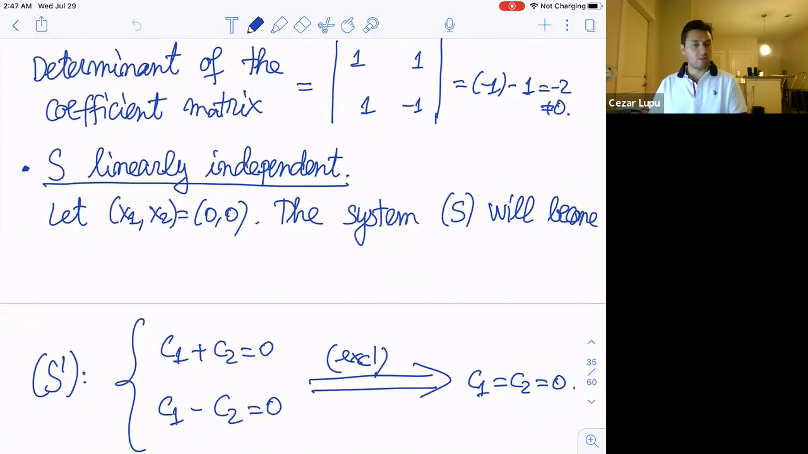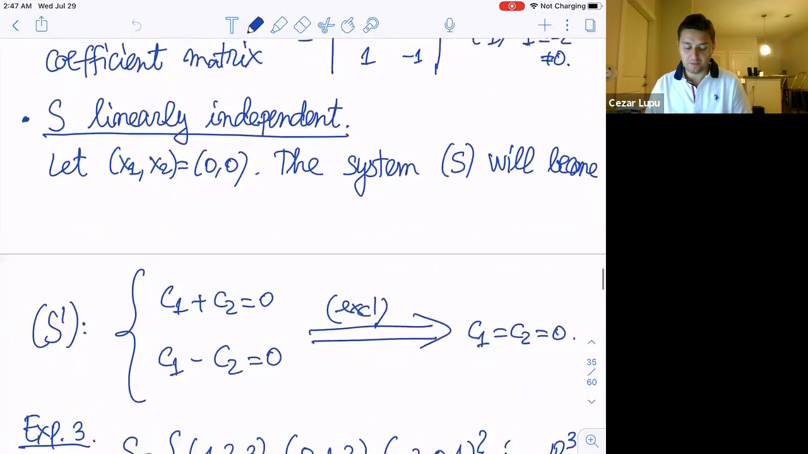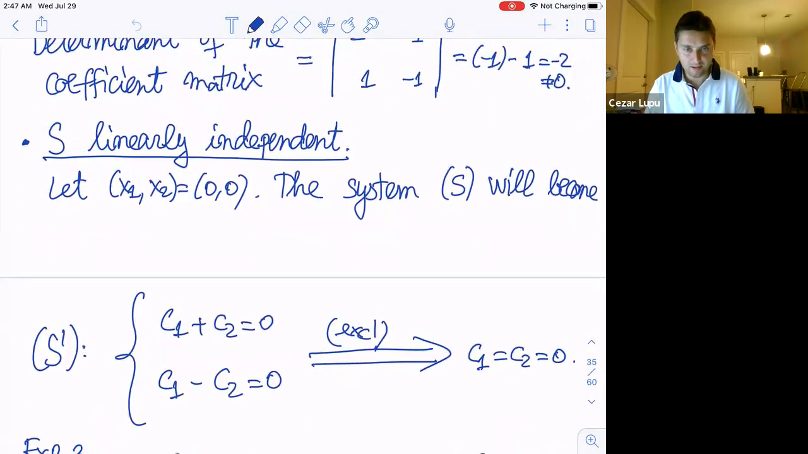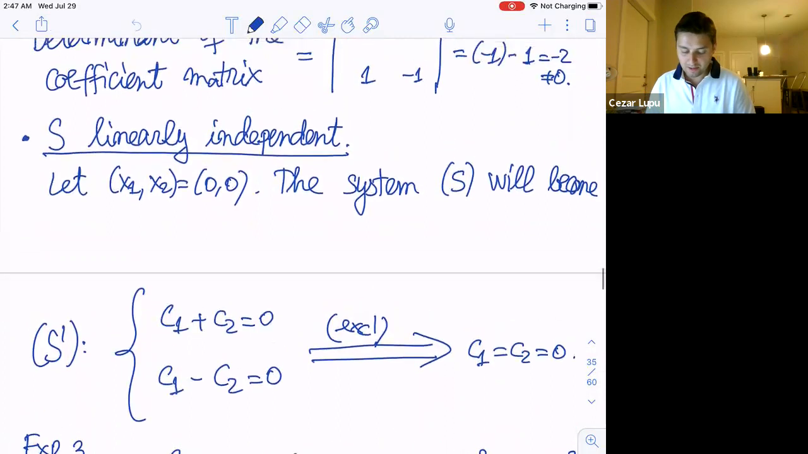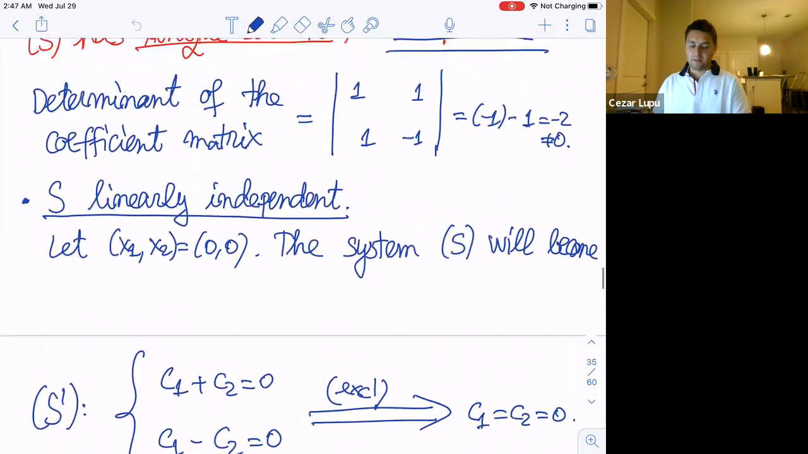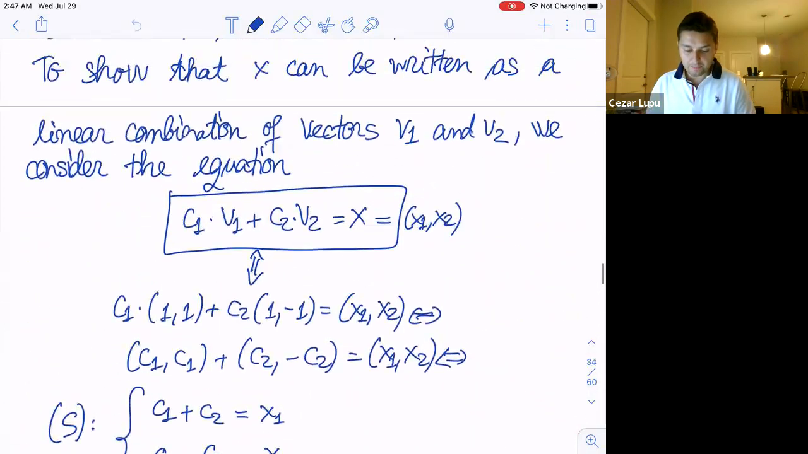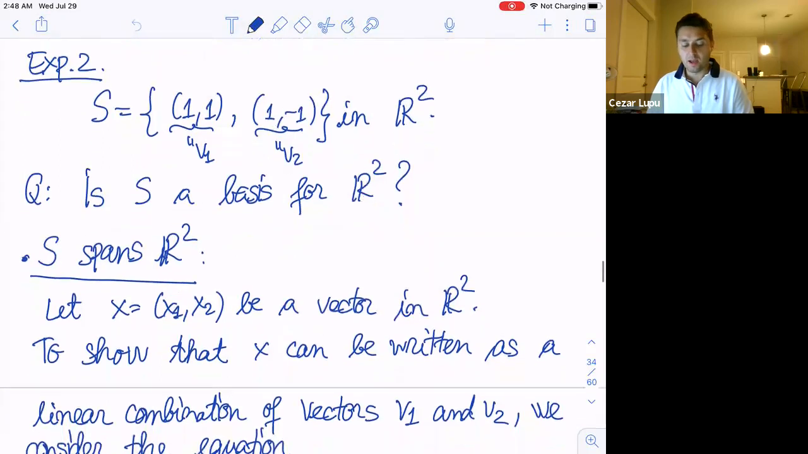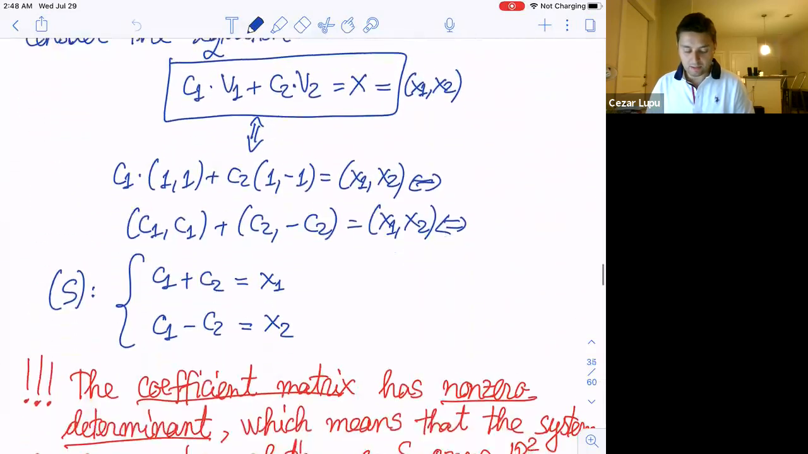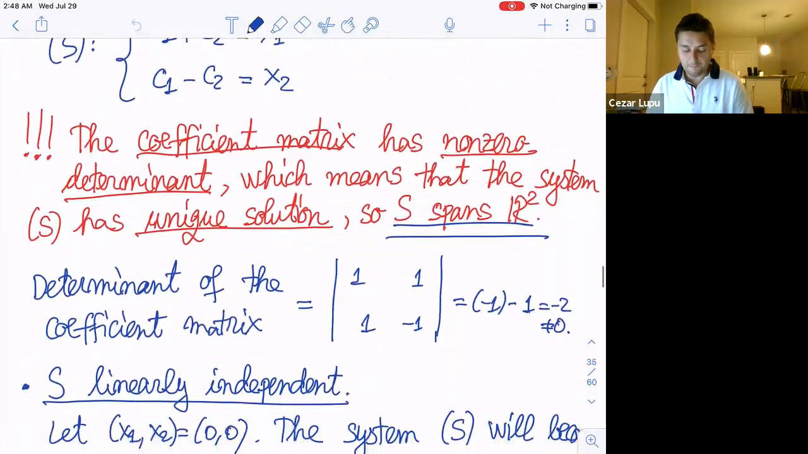And it is trivial to see that this has only the trivial solution. I'll leave it as an exercise, but it's instant. You can instantly see this. So again, we can conclude that S is indeed a basis for R2 since S spans R2 and S is linearly independent. Okay, this is the second example.